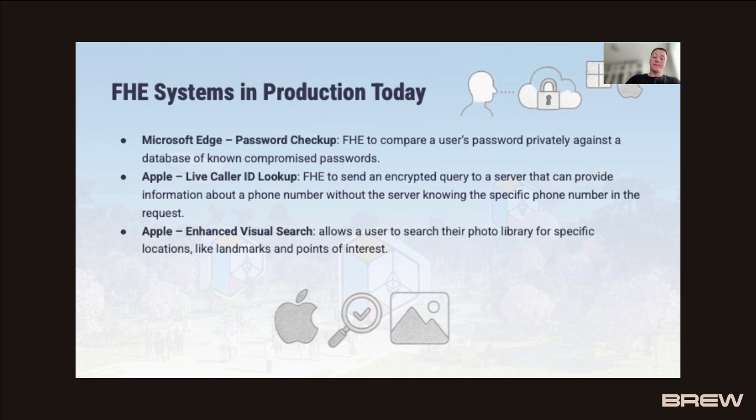The first one is Microsoft Edge password checkup, where FHE is used to compare users' passwords privately against a database of known compromised passwords. So the user's password is encrypted, and the service cannot see the password, but still it can compare it against compromised passwords.